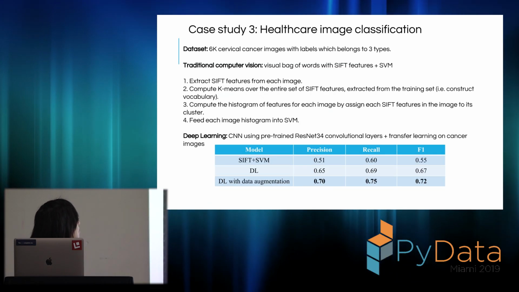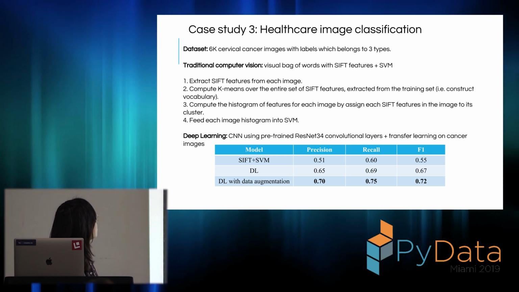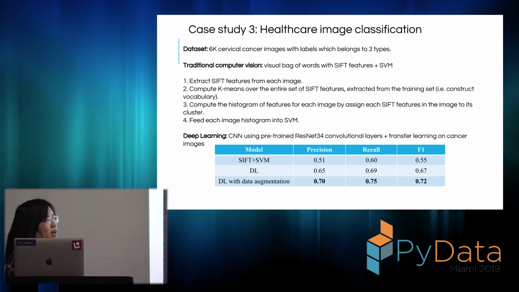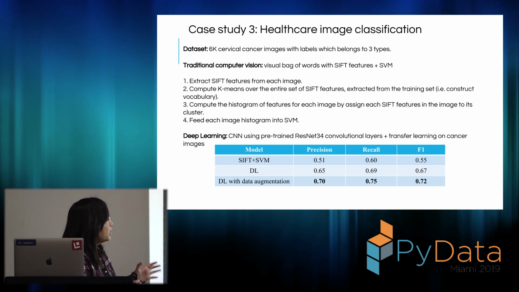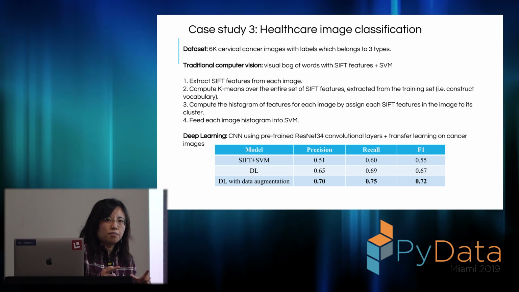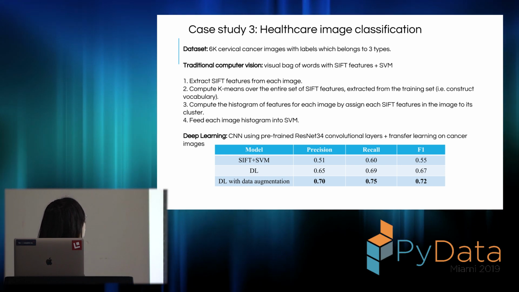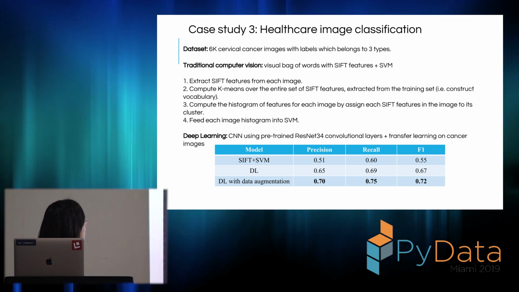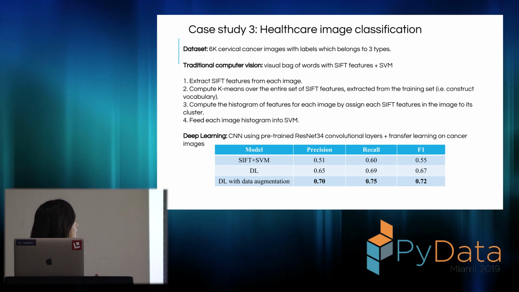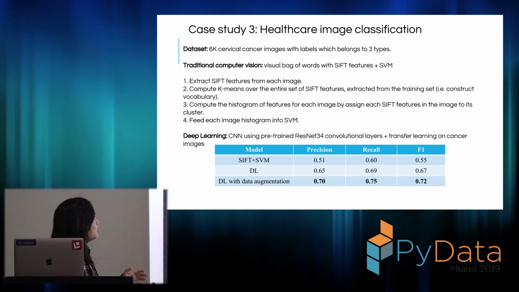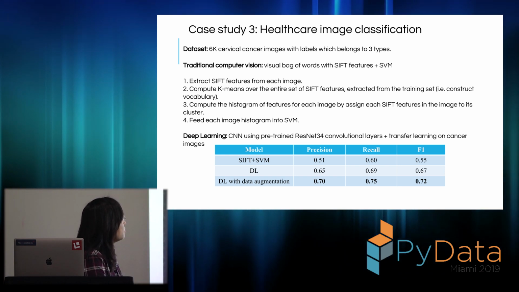And last, quickly, I'd like to show a kind of toy project I did using a Kaggle data set. This data set is 6,000 cervical cancer images, labeled as belonging to 3 types, and we're trying to predict the 3 types of cancers based on the pictures people take during the surgery. I roughly did some traditional computer vision methods, basically using visual bag of words with SIFT features and feeding into SVM. So basically extract the SIFT features and use k-means to build the codebook, and then build a histogram and feed that image histogram into SVM.